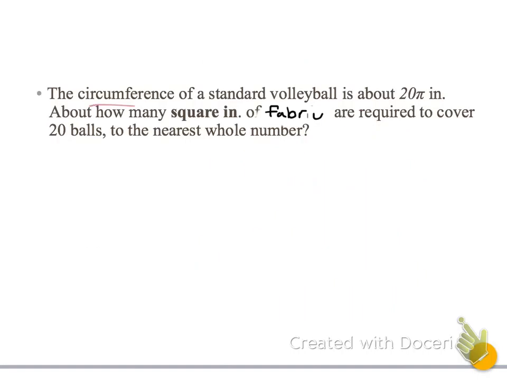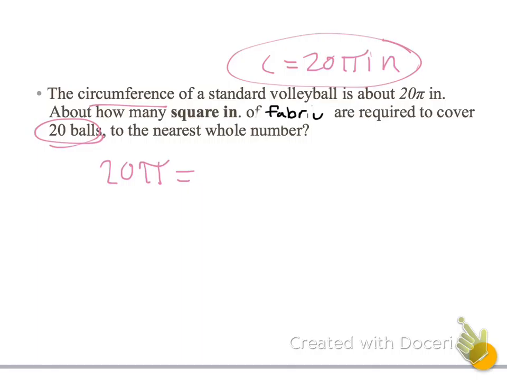The circumference of my volleyball is 20 pi inches. About how many square inches of fabric are required to cover 20 balls? So I'm figuring out how many it requires to cover the entire ball, so the area of the ball, okay? So first off, if I'm giving you circumference, you're going to have to set it equal to the circumference equation to find your radius. So 20 pi equals your circumference equation, so 2 pi times your radius. So divide both sides by 2 pi. My pi's cancel, so my radius is 10 inches.